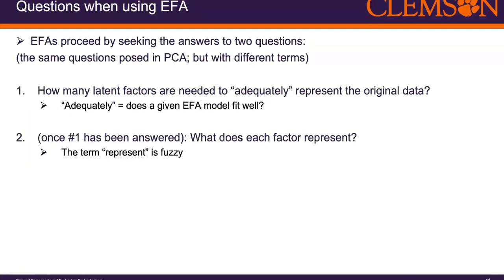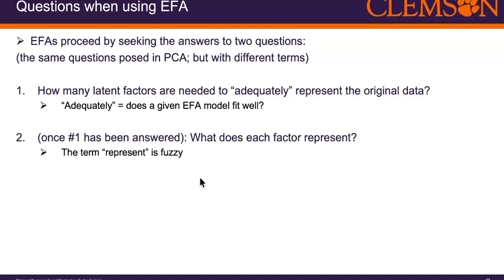So the questions that we ask when using exploratory factor analyses are the same questions posed in PCA, but with different words. So how many latent factors are needed to adequately represent the original data? Adequately means, does a given model fit well? This is in difference to PCA, with how many principal components do we need to adequately summarize our data? And once you answer question number one, you then want to determine what each factor ends up representing.